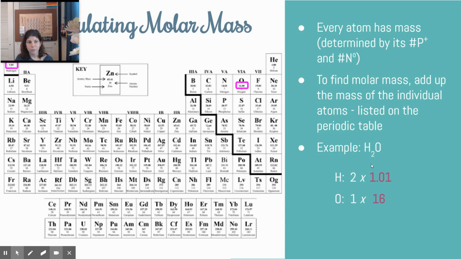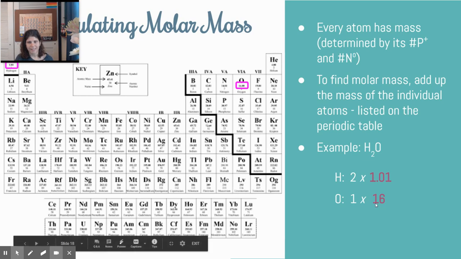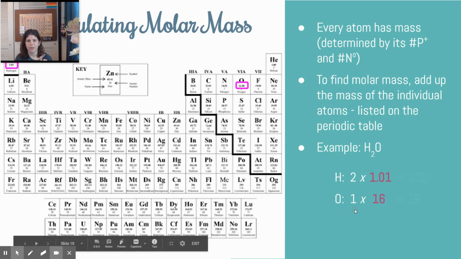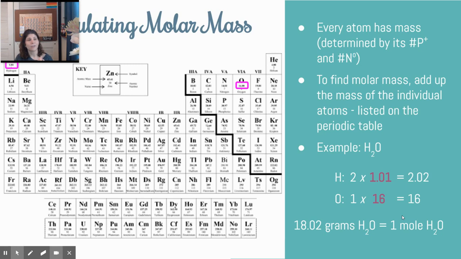So if each hydrogen weighs 1 and each oxygen weighs 16, then what's the mass of the total compound here? Well, we have 2 hydrogens and we have 1 oxygen. So in total, 2.02 comes from hydrogen and 16 comes from oxygen. So the total mass, we would say, is 18 grams. 1 mole of water, if you were to get 602 sextillion atoms of water, it would weigh 18 grams, which is about 18 paper clips.